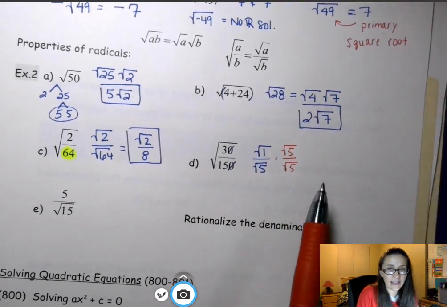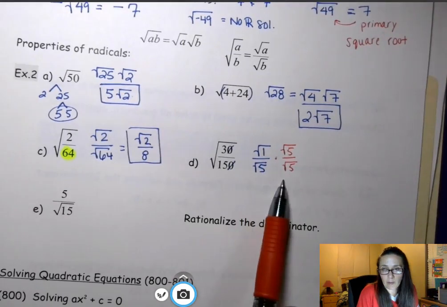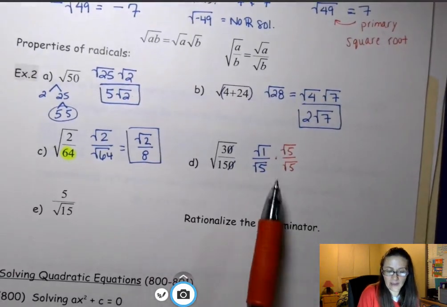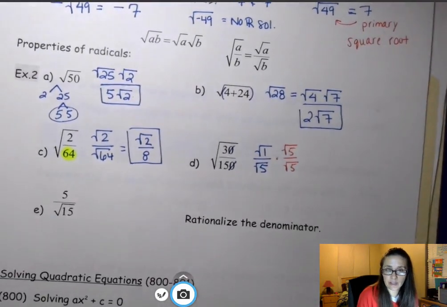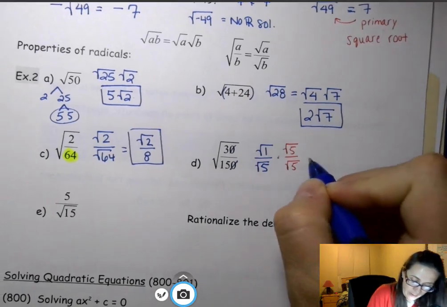The reason this is nice is because anything over itself is going to be 1. I'm multiplying this by 1, not changing the value. Multiplying by 1 keeps the value the same. It's just going to change how it looks. Now, if it changes how it looks, then I'm not going to have that radical in the denominator anymore.